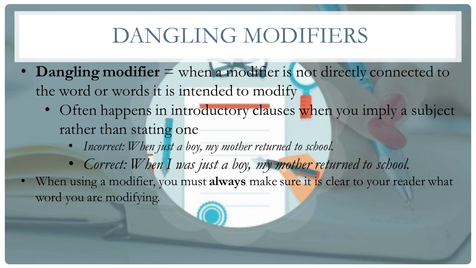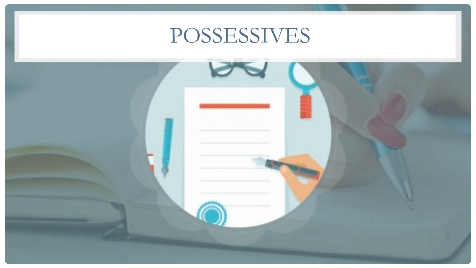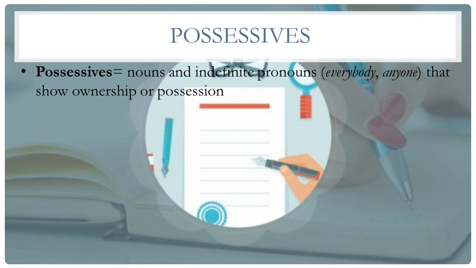Now on to our final common mistake that needs to be corrected. That is possessives. Possessives, of course, are nouns and indefinite pronouns that show ownership or possession. Indefinite pronouns are everybody, anyone, not pronouns like you, I, he. These rules that we're about to discuss do not work for definite pronouns, rather indefinite pronouns, like everybody and anyone. Possessives are always shown by an apostrophe. However, depending on what type of noun or pronoun you are using, the apostrophe may go in a different place.